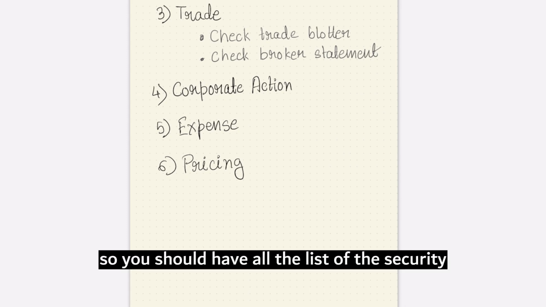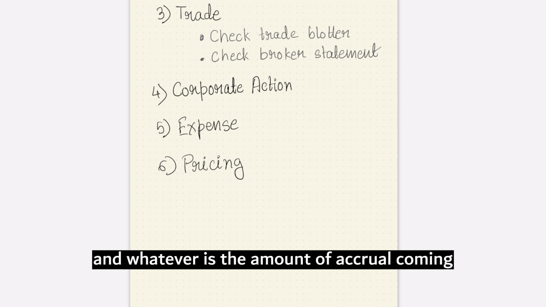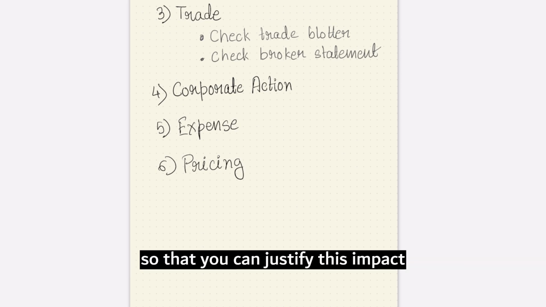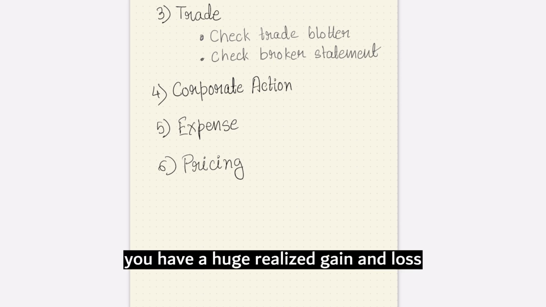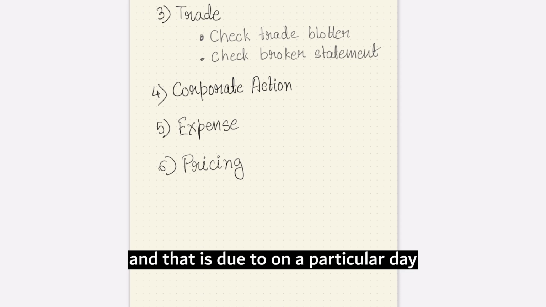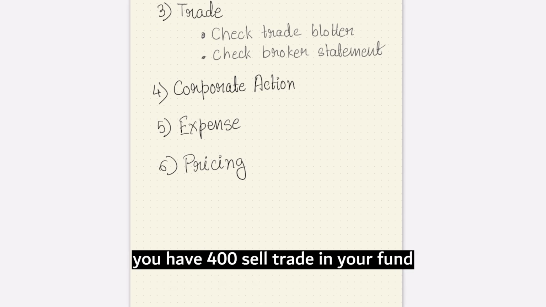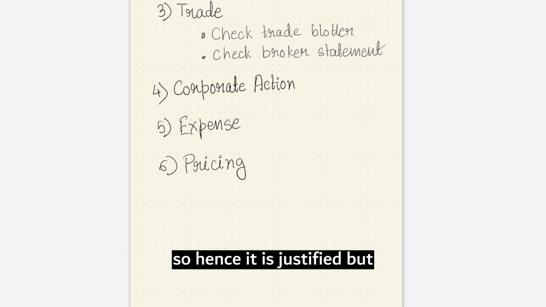So you should have the list of all the securities going XD and whatever the amount of accrual coming, so that you can justify this impact. Similarly, it also applies to expense. It also applies to realized gain/loss. Let's say on a particular day you have a huge realized gain or loss which is impacting the NAV, and that is because on a particular day you have 400 sell trades in your fund, which caused this realized gain and loss.